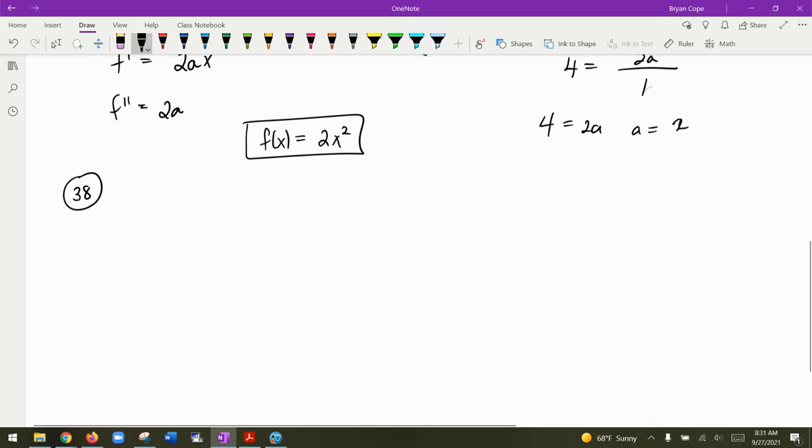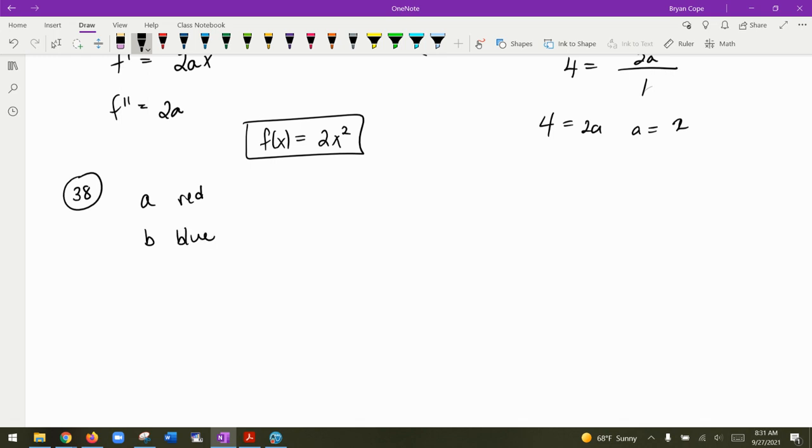All right, two graphs A and B are shown. One is a curve, y equals f of x, and the other is the graph of its curvature function, y equals k of x. Identify each curve and explain your choices. Okay, so let's take a look here. For 38, we've got A in red and B is in blue.